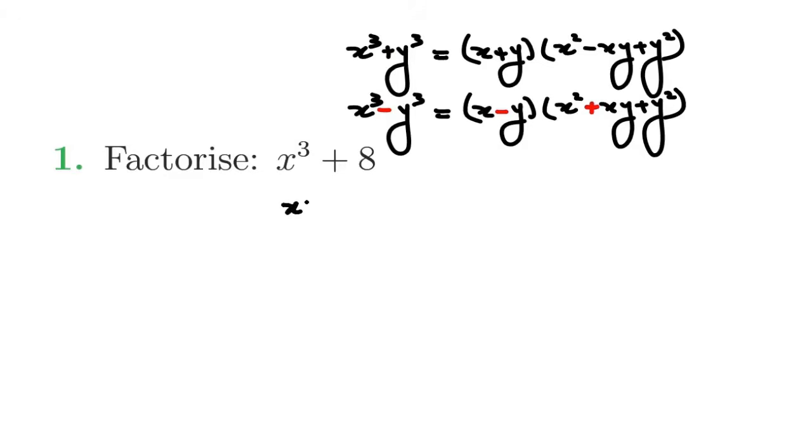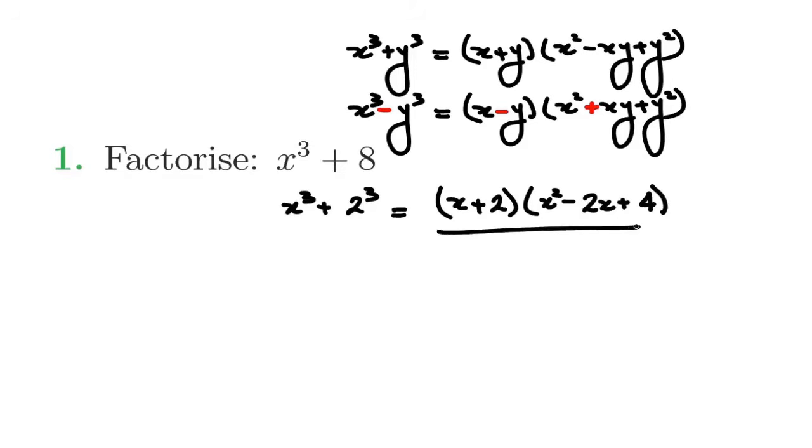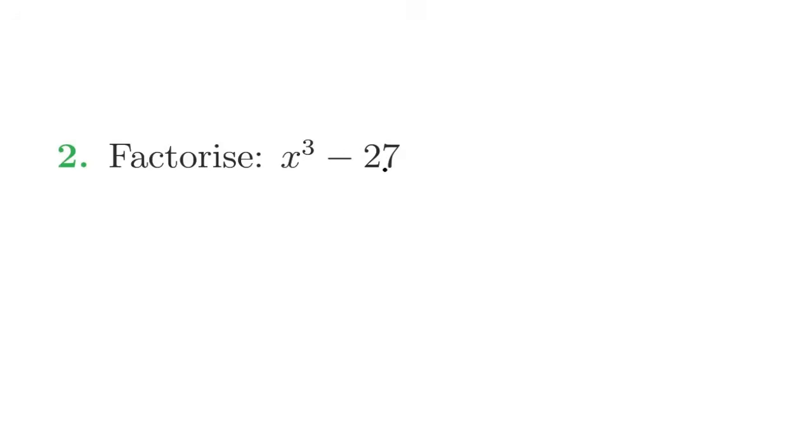Now we'll see this 8 as 2 cubed. X cubed plus 2 cubed. First plus second, first squared minus the product of the first and second plus the second squared, like this, in our first question. In our second question, we'll see 27 as 3 cubed. X cubed minus 3 cubed, x minus 3. You say it before I do. Say it before I write it. X minus 3. X squared plus 3x plus 9.